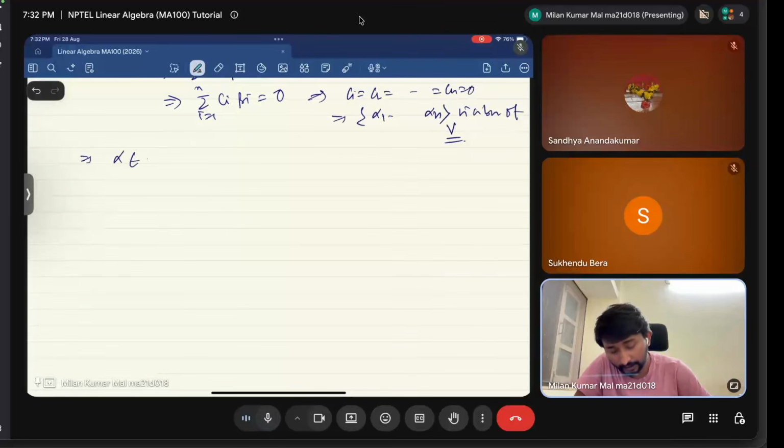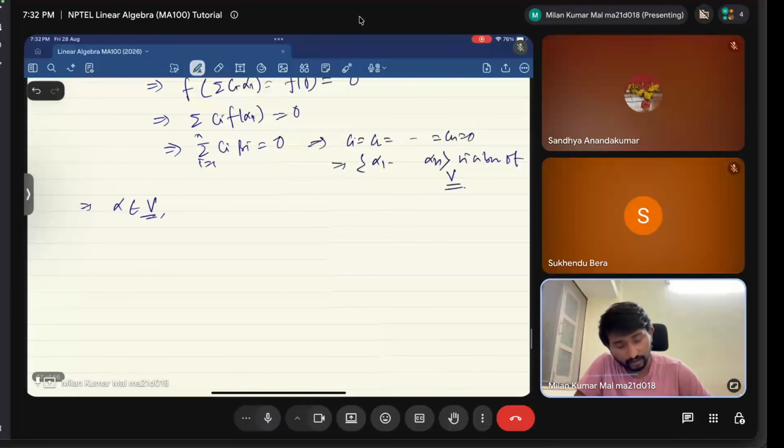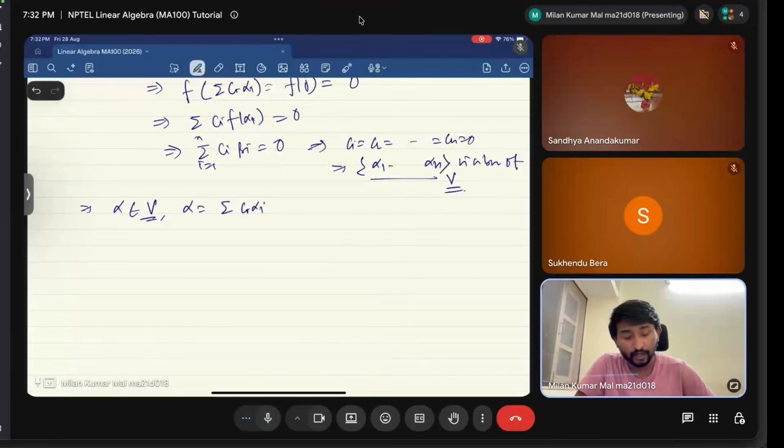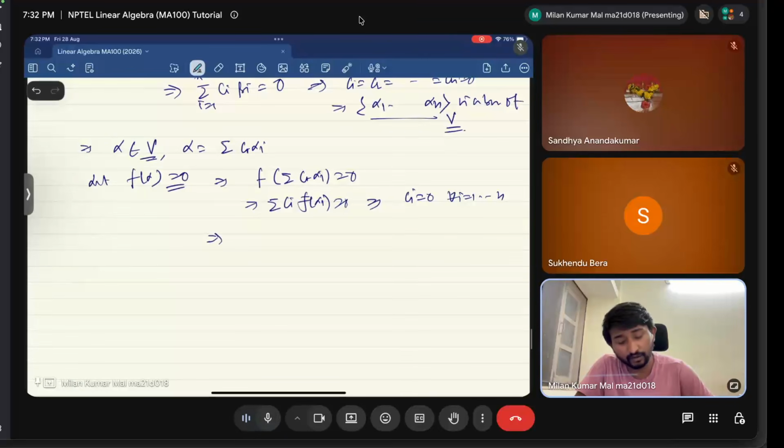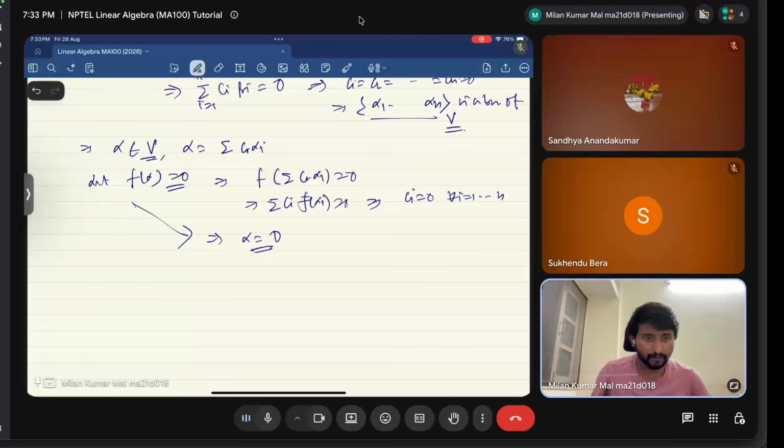Let's take alpha, a vector in V. As this is a basis under the condition that f is surjective, alpha can be written as the summation of Ci alpha i. Now let f of alpha equal 0. That means f of the summation of Ci alpha i equals 0. That says the summation of Ci f of alpha i equals 0. That gives the same argument I am talking about: all the Ci are equal to 0 for i equals 1 to n, and whenever all the Ci are 0, that gives alpha equals 0. That is what I have proved.